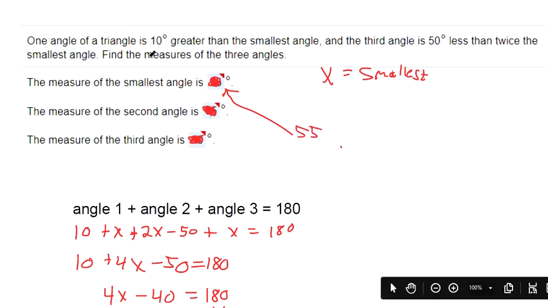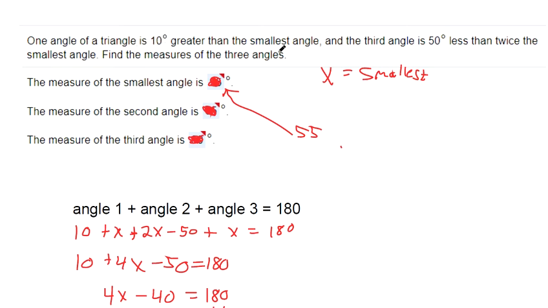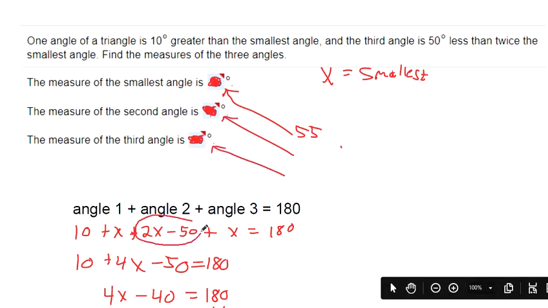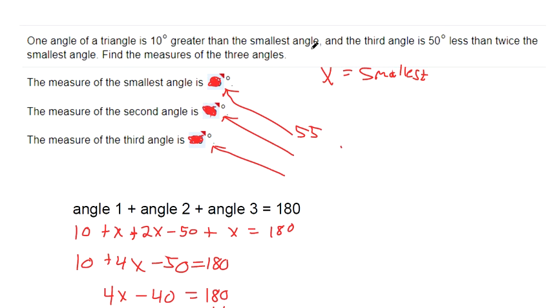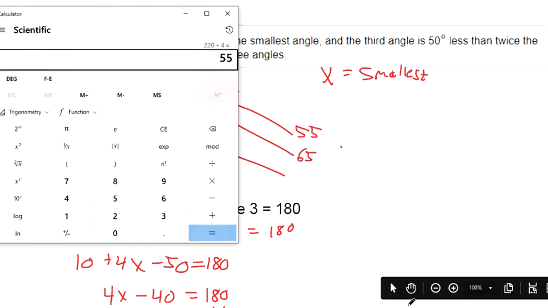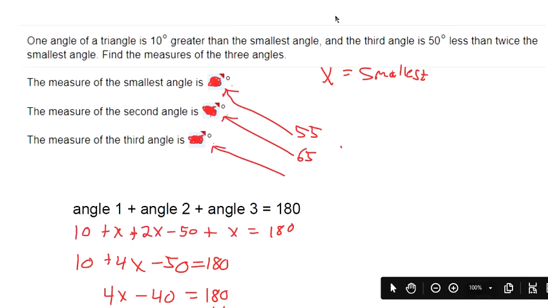Now to find the other ones, one angle is 10 degrees greater than the smallest angle. So we'll call that this angle here because they said the third angle is supposed to be the 50 less than 2 times. Okay, so this angle here, the second angle, is 10 greater than the smallest angle. So that's just 65, 10 more than 55. And the third angle is 50 less than twice the smallest angle. Well, twice the smallest angle is 110. And then if you do 110 minus 50, that's 60 for the third angle.